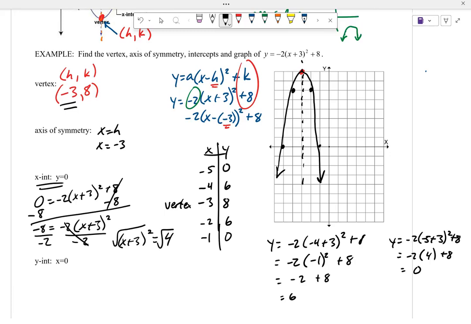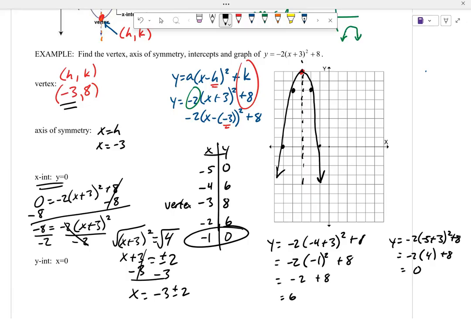I've got a perfect square, so I'm going to go ahead and square root both sides. So I got plus or minus 2. Now I'm going to subtract 3. So my x-intercepts are -3 plus or minus 2. Well, -3 plus 2 is -1. Here's one of my x-intercepts.